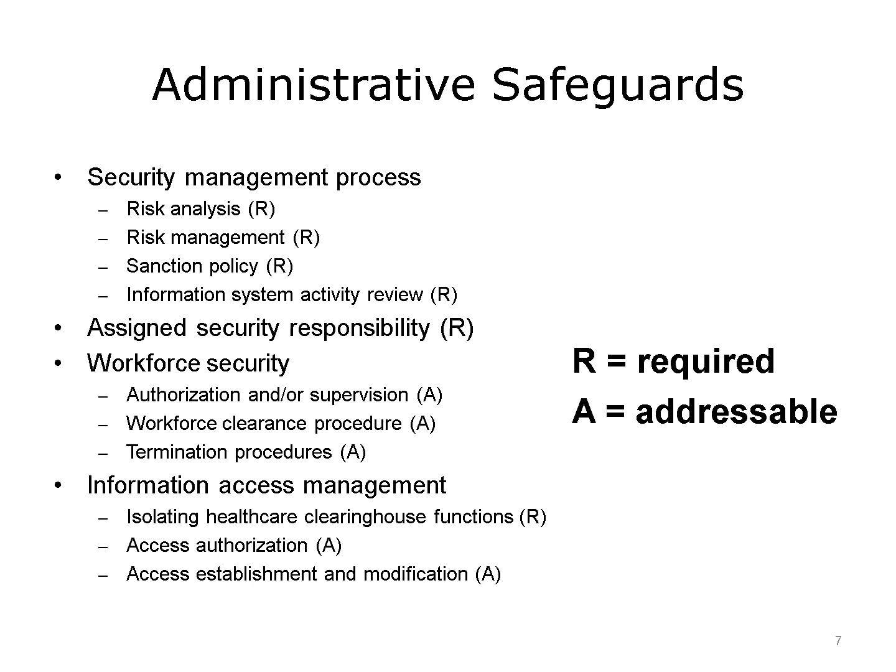Perhaps the most important of the required standards is a security management process that includes an analysis of risk, how risk is managed, and any sanction policy. Procedures for addressing security violations, as well as an overall information system activity review, are also needed. Additionally, security responsibility must be assigned, usually to the Chief Security Officer. The role of the Chief Security Officer includes providing administrative management within the organization, as well as providing technical expertise.